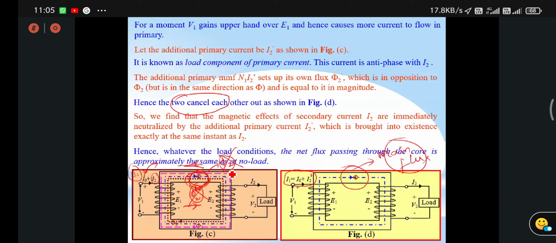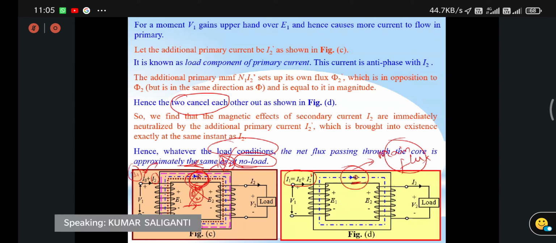Hence, whatever the load condition, the net flux passing through the core is approximately the same as at no load. At no load and load condition, the flux will be the same. There is no change of flux. That's why the transformer is said to be a constant flux device.